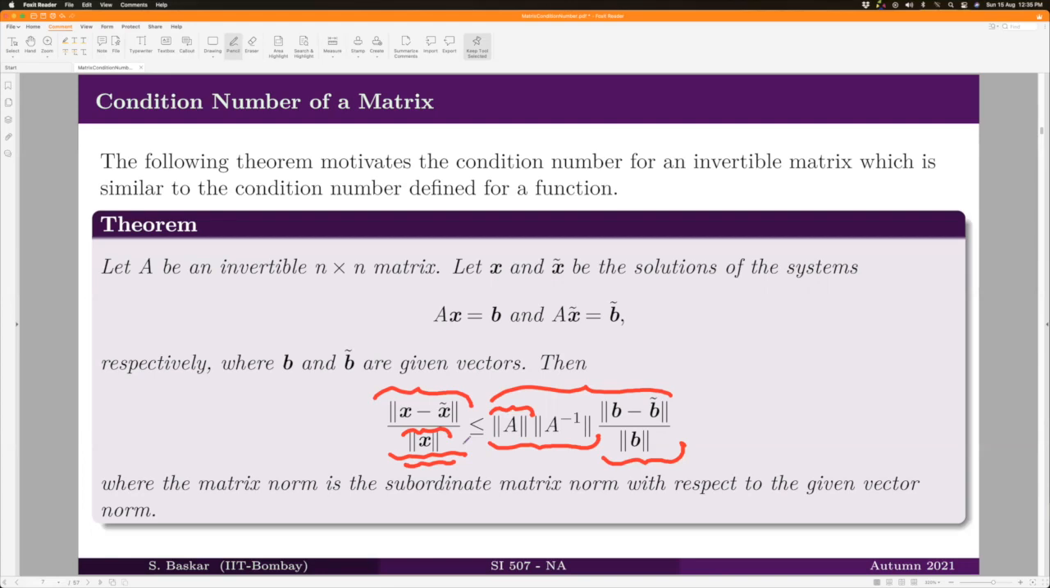It's very important. So with this, the relative error in x tilde can be estimated as some number, given by this, times the relative error in b tilde. By looking at this and connecting it to the definition of condition number of a function, you can immediately guess what will be the definition of condition number of a matrix. But let us postpone the definition of condition number of an invertible matrix a little later. Let us first prove this theorem.